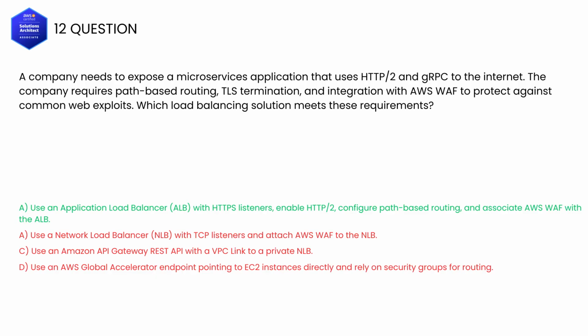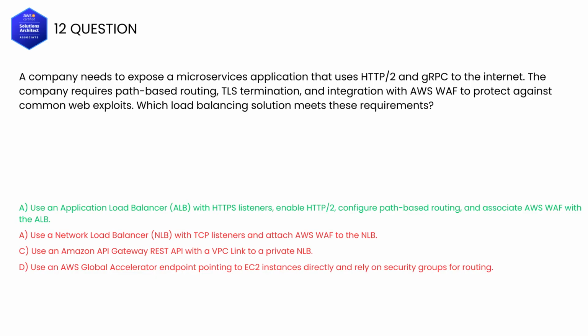B is incorrect because NLB, Network Load Balancer, operates at layer 4 and doesn't provide path-based routing. AWS WAF integrates with ALB, not directly with NLB in the way required for HTTP-aware inspection.